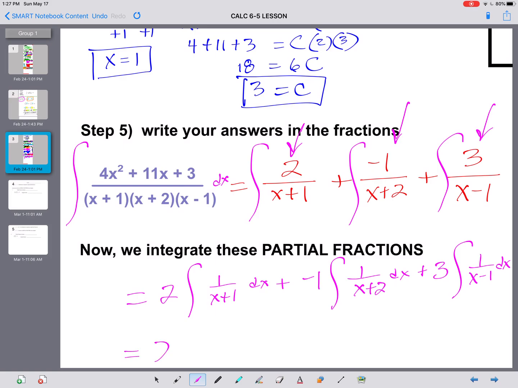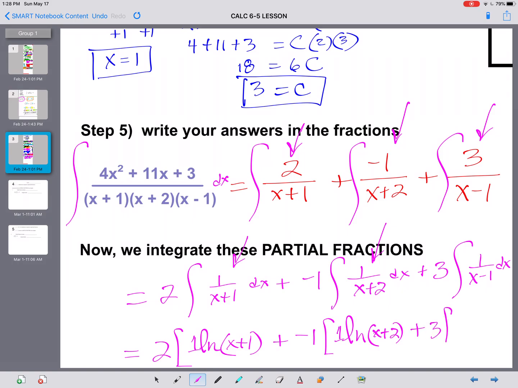Now, what's the antiderivative of 1 over x plus 1? It's natural log of x plus 1. Do we need a number right in front? Nope, 1 is fine. See, that's just a 1. Okay, plus -1. What's the antiderivative of 1 over x plus 2? That's natural log of x plus 2. Nope, I just need a 1 in there. Okay, plus 3 times natural log of x minus 1. Nice. Don't forget a plus c.